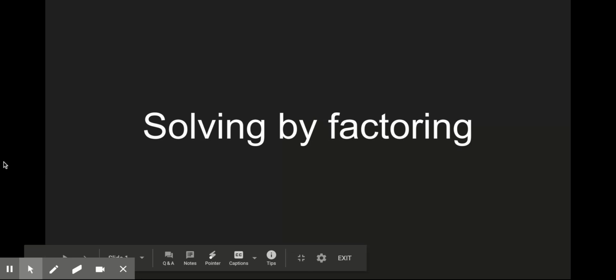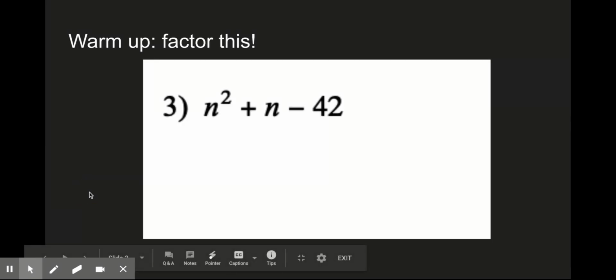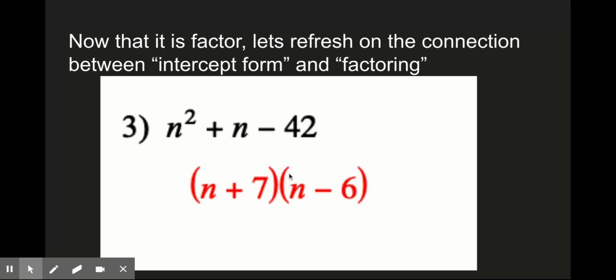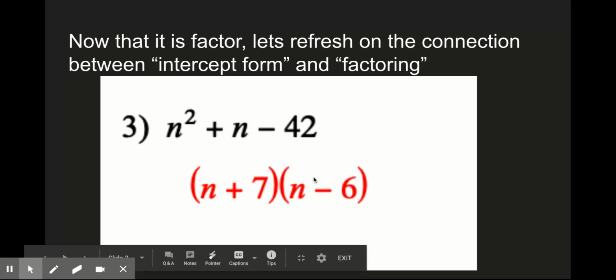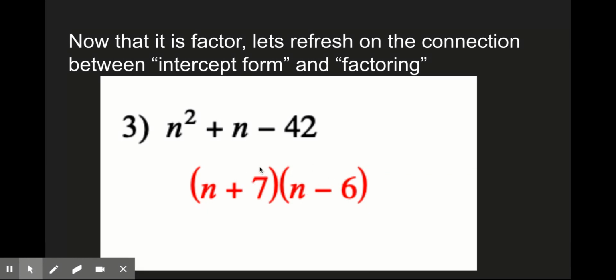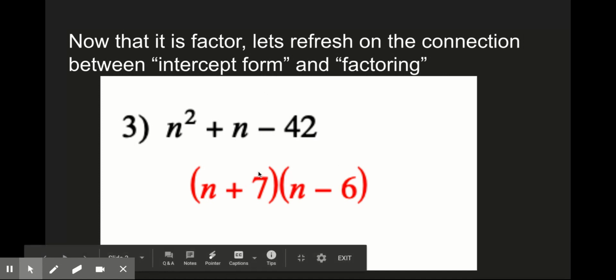All right, guys, so today we're going to talk about what it means to solve by factoring. As a warm up, I would have us factor something like this, and we'd get 7 and -6, n plus 7 and n minus 6. Kind of makes sense, right? 7 times -6, that's my -42. And 7n minus 6n is just the one n that's left over.